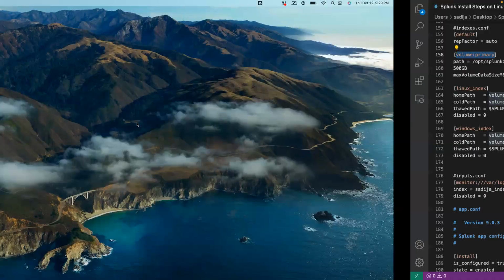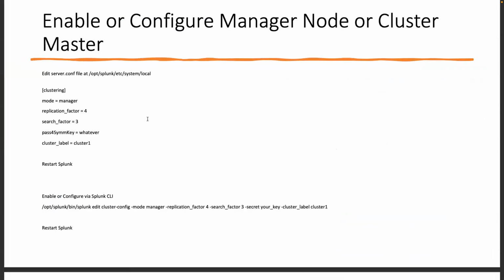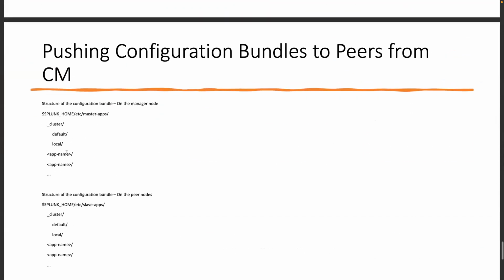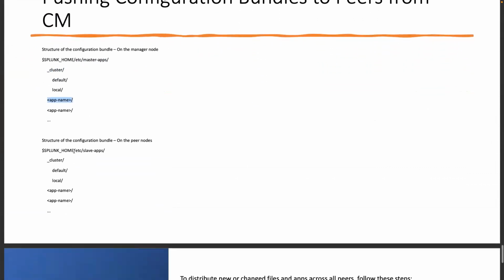So let's come back here. If we go all the way down to here, when we are creating configurations on the cluster manager, we go to etc master-apps or manager-apps, either in _cluster, or we create our own apps, right? But we put it here. When we push it, we have to go to the indexers, etc slave-apps or peer-apps. So that's where we look for them, slave-apps or peer-apps.